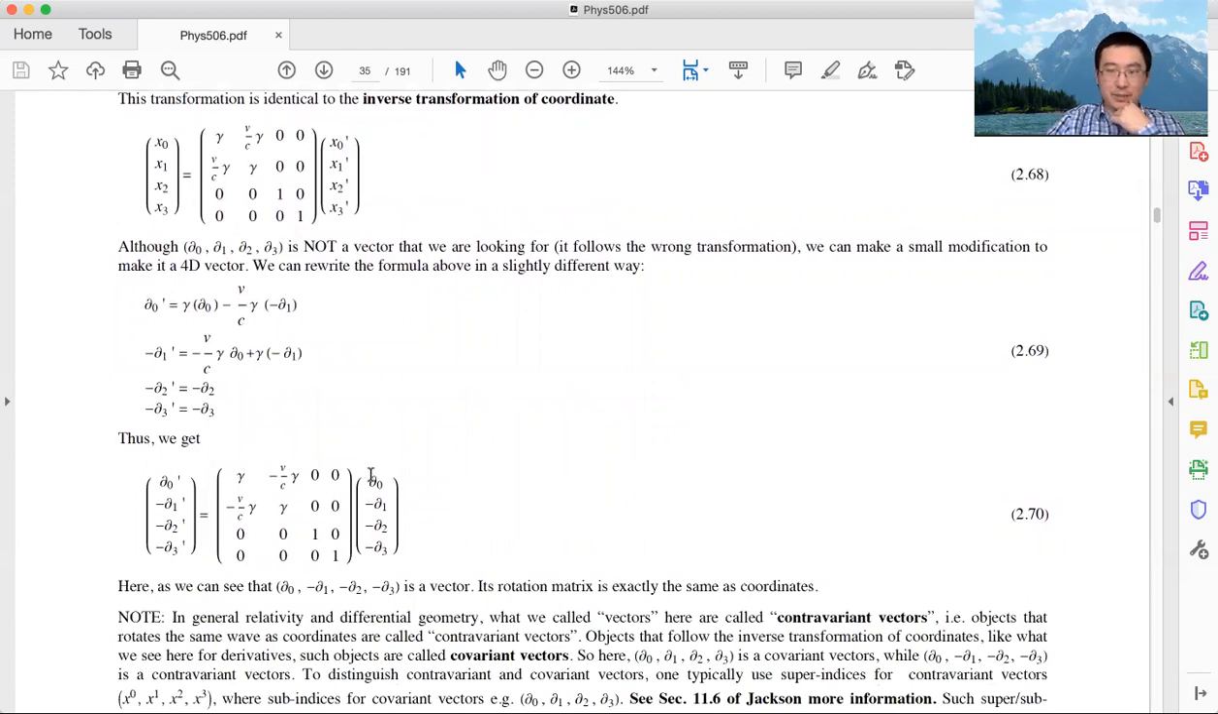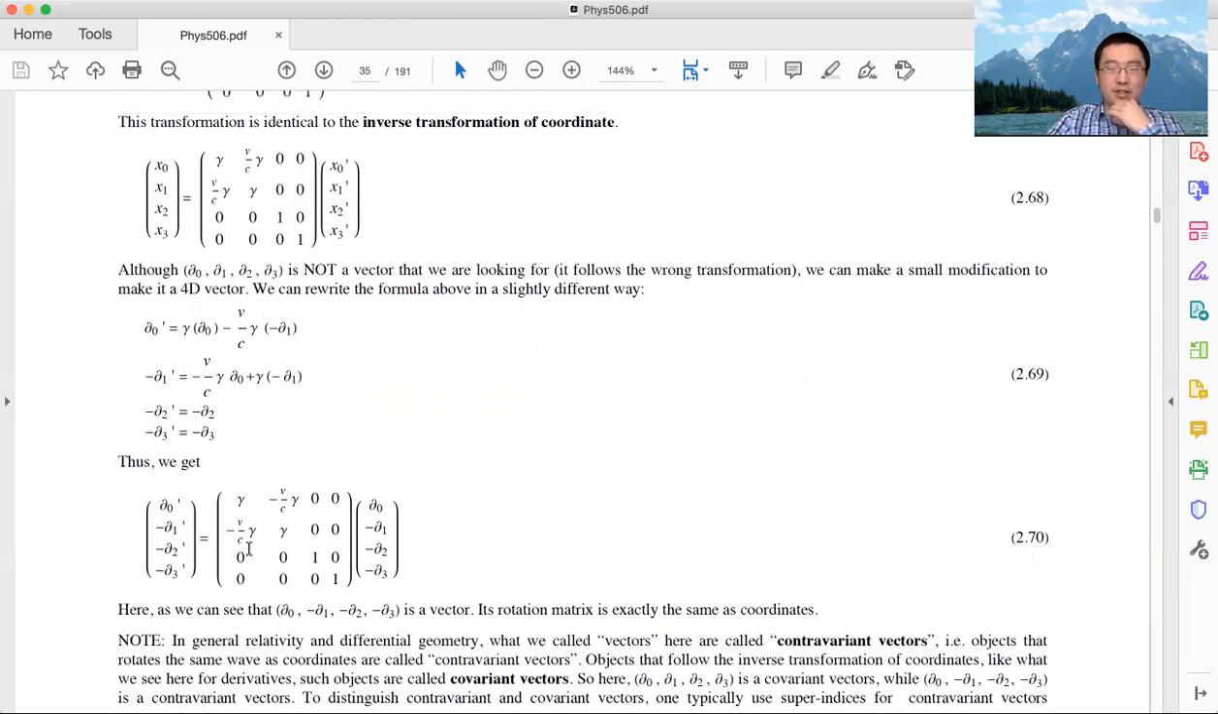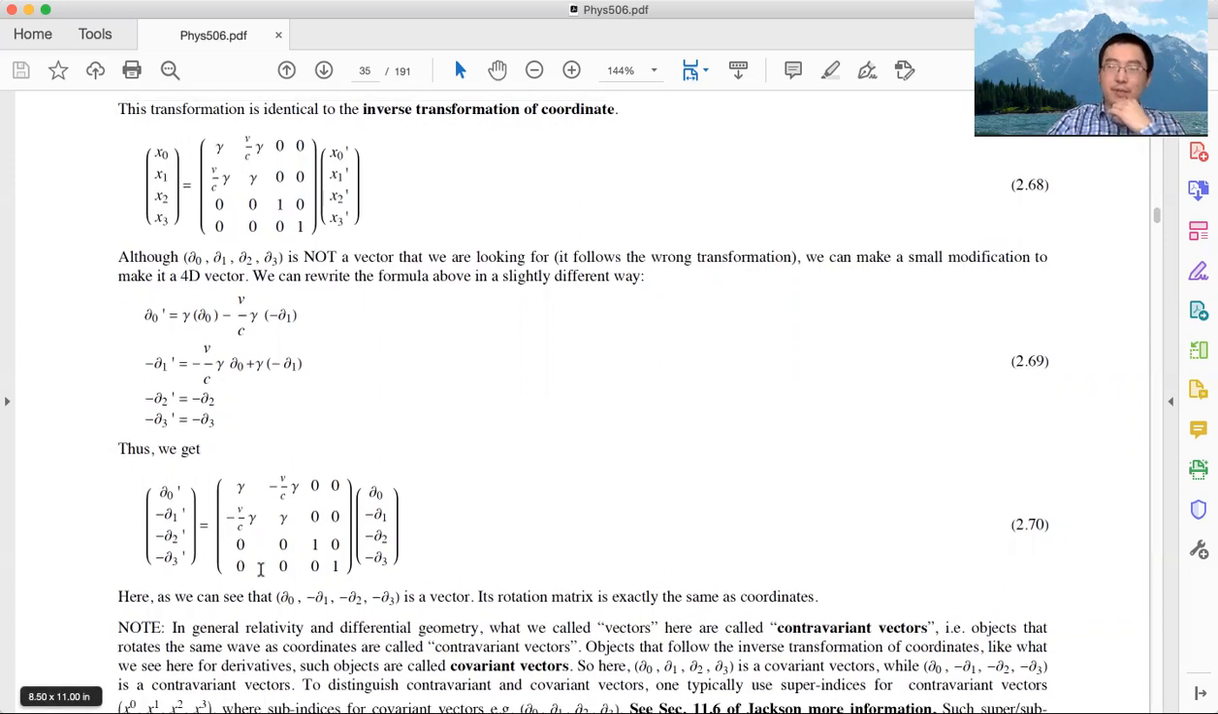The partial derivative for the time axis, the second component is negative partial derivative for x. The next one is negative partial derivative for y. Negative partial derivative for z. If we use this combination as a definition, this is actually a 4D vector. One can easily check by adding this minus sign here, the transformation matrix is the same as the Lorentz transformation. In other words, if we want to define a 4D vector of partial derivatives, it is this one, not just naively partial 0, partial 1, partial 2, partial 3.